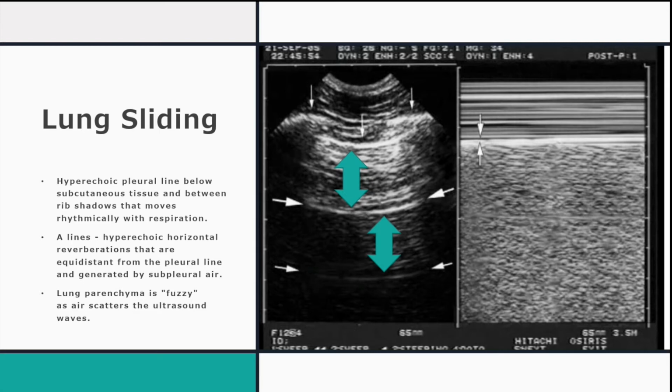And then lung parenchyma on an ultrasound will just be a fuzzy picture because the air scatters the ultrasound waves. And then another thing you can do to evaluate lung sliding is look at M mode. And here you'll see this stratified pattern above and below the very bright white pleural line. This is known as the seashore sign. And so that's pretty much everything about lung sliding. Essentially when you're doing the algorithm, you assess whether lung sliding is present or not present, and that takes you different ways.